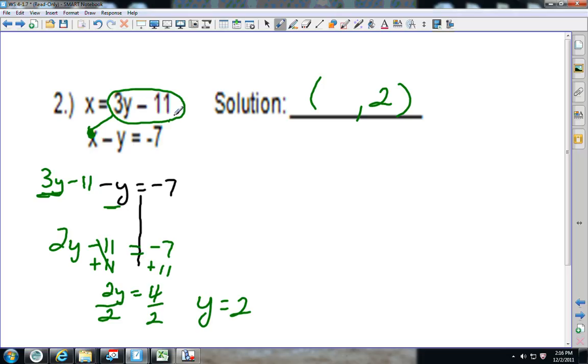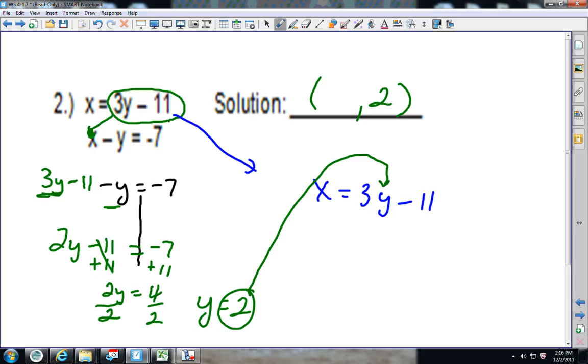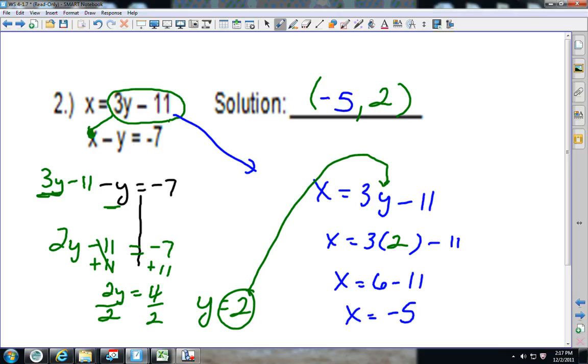Choose one of the two equations. I have x equals 3y minus 11. We found y to be 2, so I'm going to substitute it and put it in here. So I have x equals 3 times 2 minus 11. X equals 6 minus 11, where x equals negative 5. So my solution is negative 5, 2.